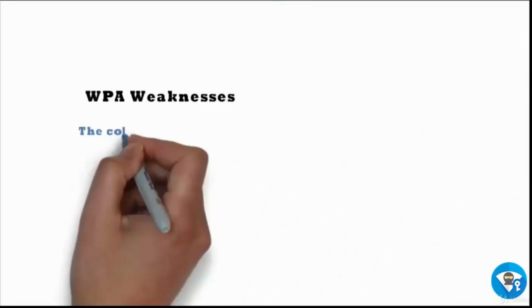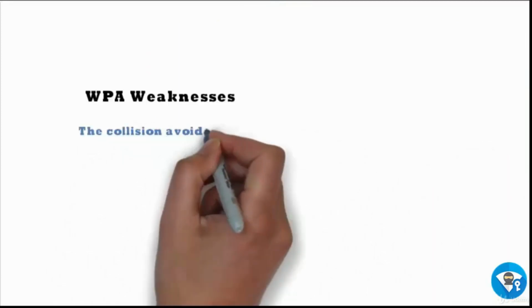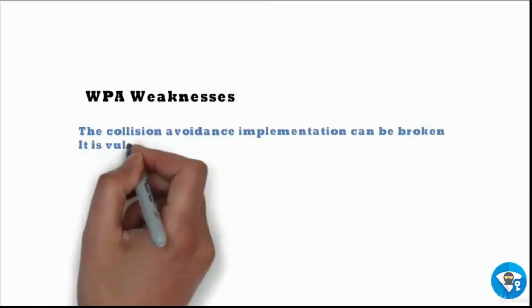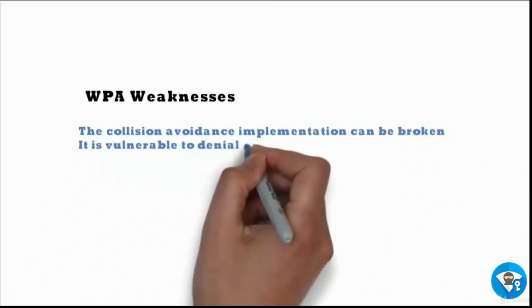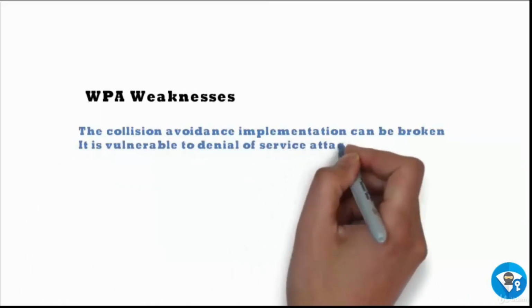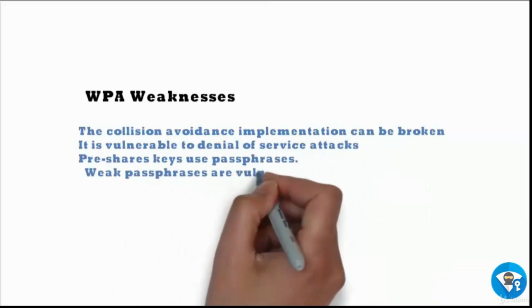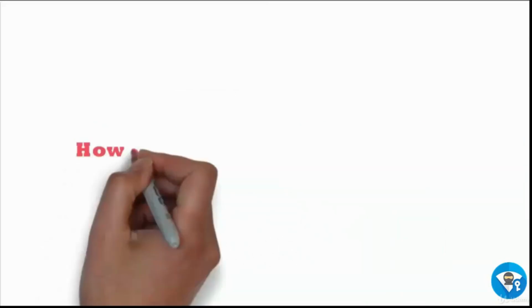WPA weaknesses. The collision avoidance implementation can be broken. It is vulnerable to denial of service attacks. Weak passphrases are vulnerable to dictionary attacks.